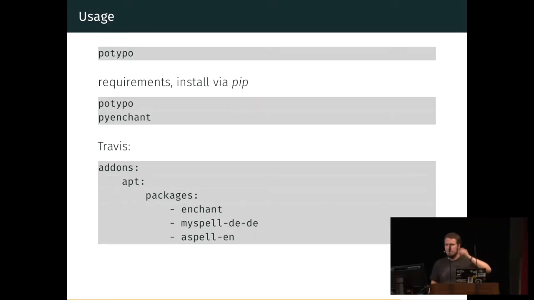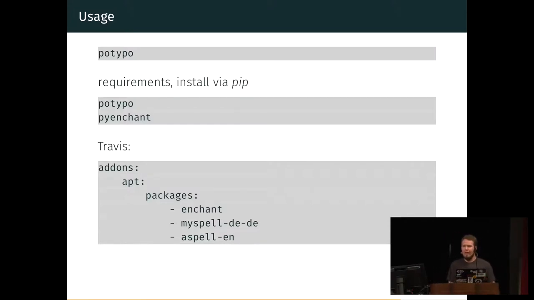The usage of potypo is fairly simple. You just fire up potypo in your directory where your setup.cfg lives. I will talk about this in a second. The requirements are fairly simple. Potypo itself is installable via pip install potypo, and you, of course, need PyEnchant and maybe the PO library as requirements for potypo. But if you use translation, you have the PO library installed anyways.